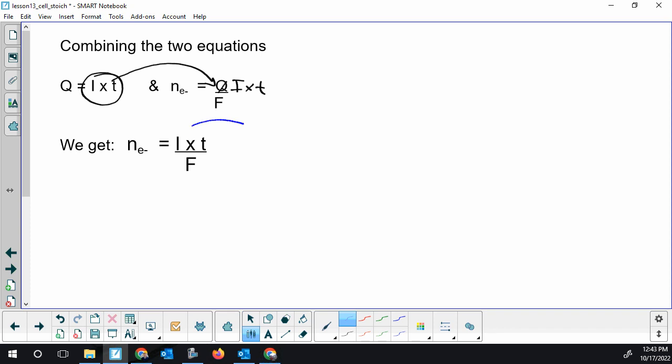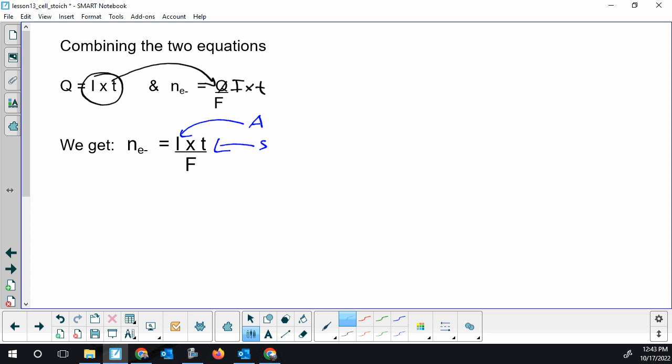So your current's probably going to be in amps. If you have milliamps, milli would have the same meaning as milliliters. You have to divide by 1,000. Make sure your time is in seconds, and Faraday's will be coulombs per mole. And that's where our mole units end up coming from. All the other units cancel out.